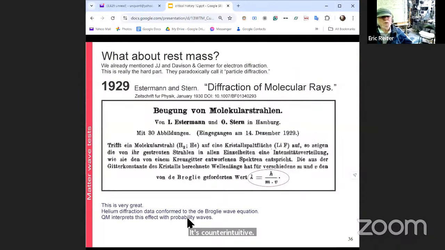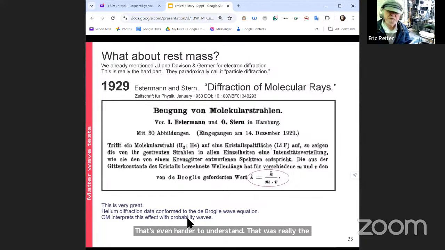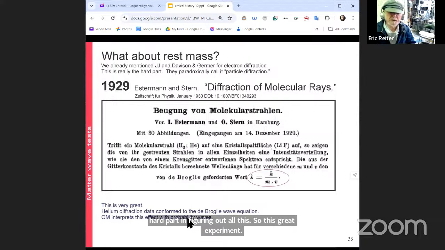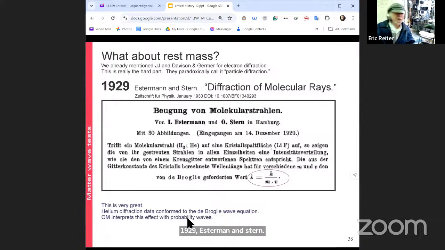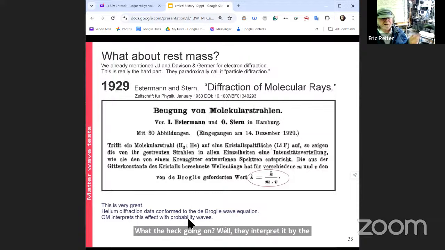So what about rest mass? That's even harder to understand. That was really the hard part in figuring out all this. So this great experiment back in 1929, Estermann and Stern, they diffract helium and it conforms to the de Broglie equation. Completely great. What the heck's going on? Well, they interpret it by the probability interpretation, like particles diffract, all that stuff.